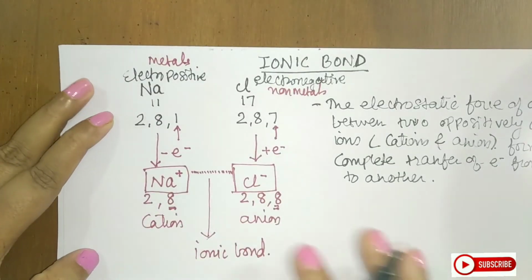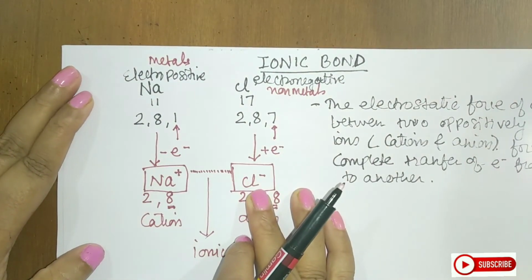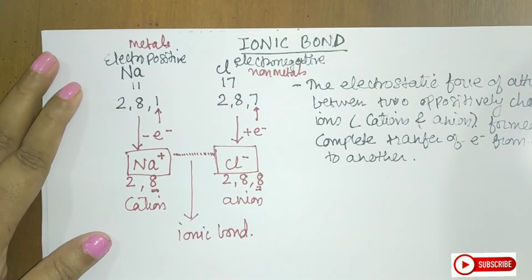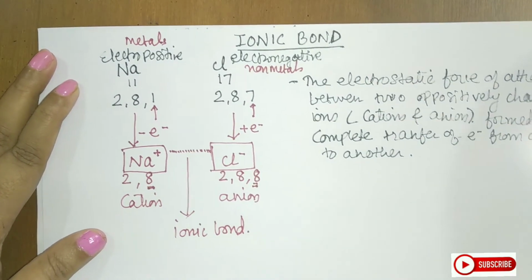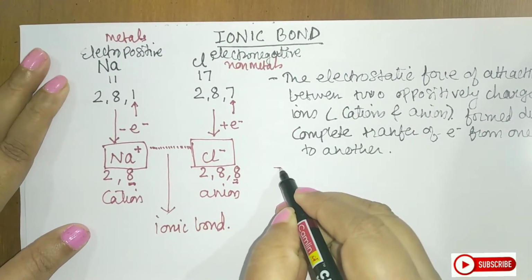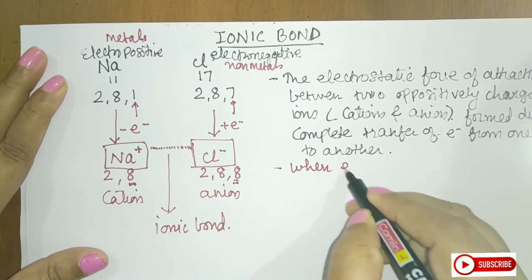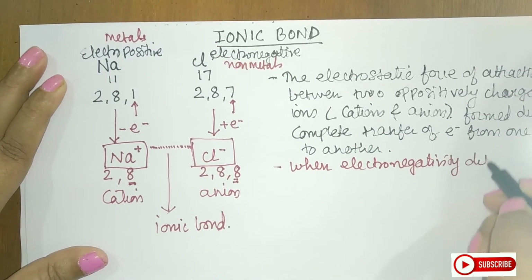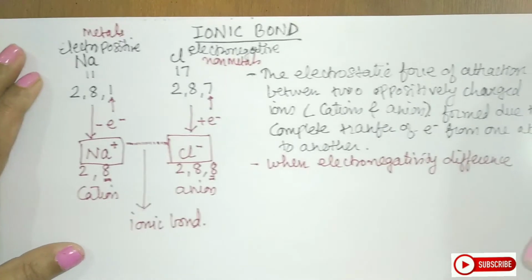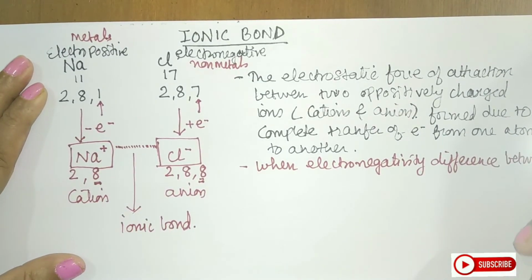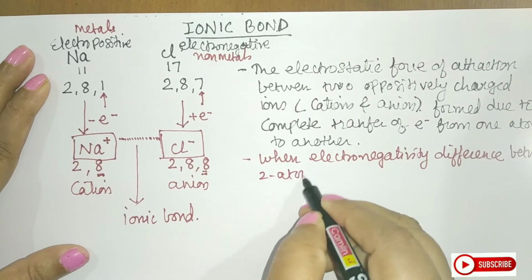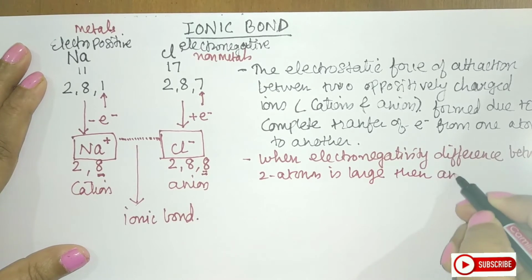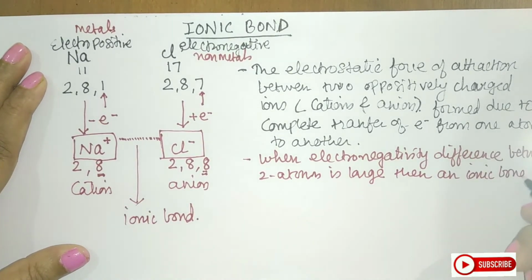Now if you see the example I have given here, one is electropositive and the other is electronegative, which means, students, the electronegativity difference will also be high between them. So when this bond is formed, when the electronegativity difference between two atoms is large, then an ionic bond is formed.